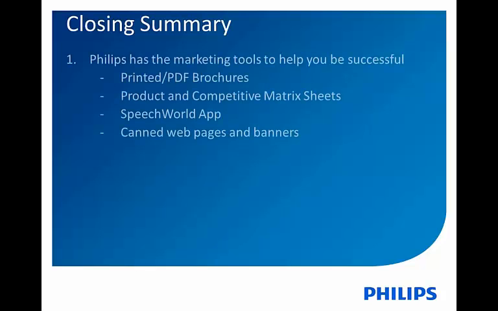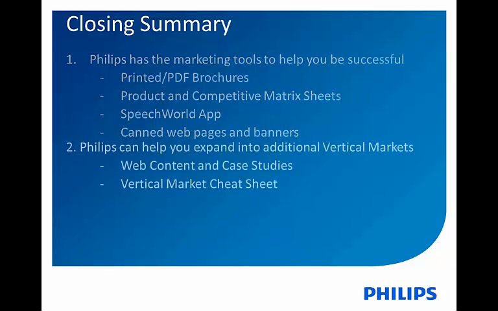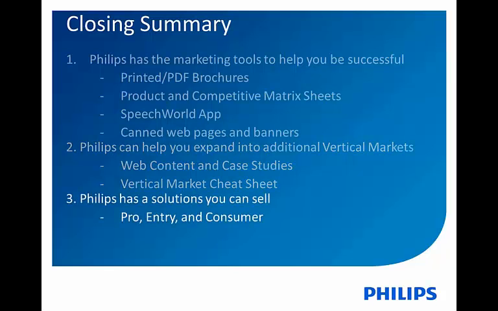So in summary, Philips has the marketing tools to help you be successful, including brochures, matrices, the Speech World app for when you need something right in front of the customer, canned web pages and banners for you to improve your web presence. Philips can help you expand into additional vertical markets. And that's part of why I'm here. If you're trying to get into additional vertical markets, we have a lot of tools for you. Let me know and let Stephen know, and we can work together to help you get into those vertical markets.